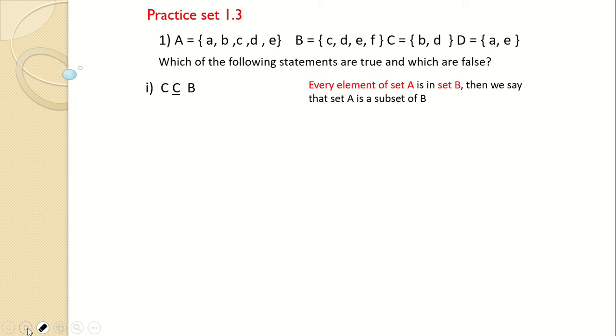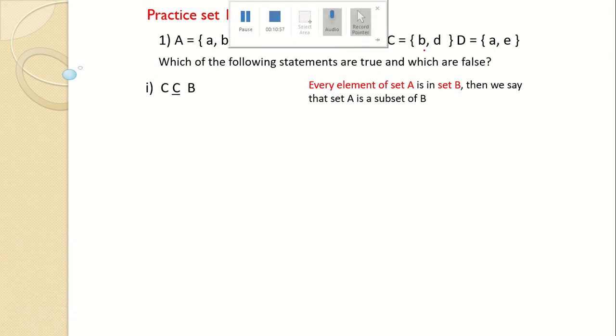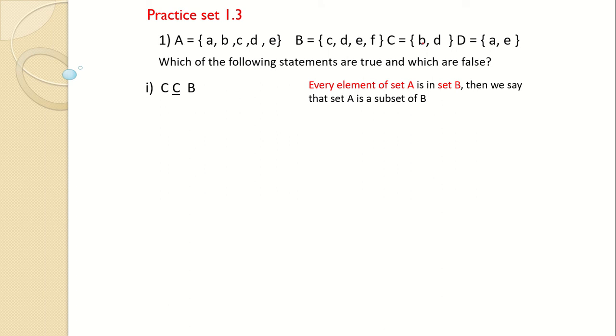Now the first statement, we are asked whether it is true: set C is a subset of B. Just check. This is your set C; it has elements B and D. Look at B. It has elements C, D, E, F. Now we have to check whether C is a subset. So what is the definition? If every element of set A is in B, then we say that set A is a subset of B. I've put this here so that every time there is no doubt in your mind about how we are finding it.